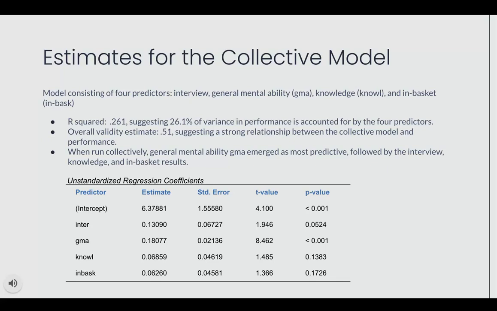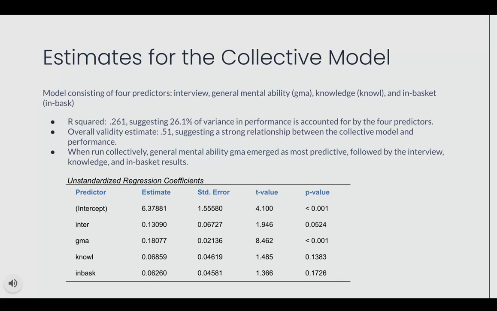However, it should be noted that covariance may have occurred in this analysis, wherein the overlapping relationships of predictors actually diminish their individual predictive power when tested collectively. For instance, an individual with a high GMA will likely also have a higher knowledge of police procedures, as well as a higher in-basket score. So the predictive ability of the latter measure eclipses the former in this scenario.